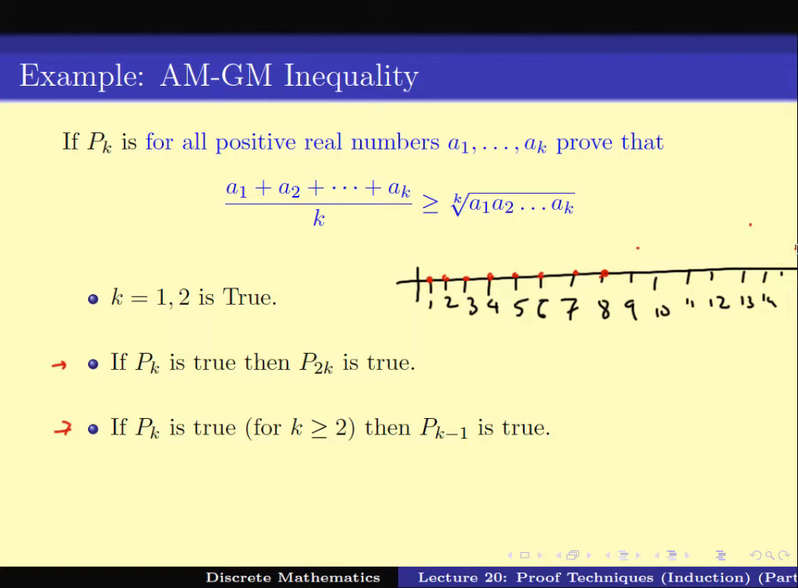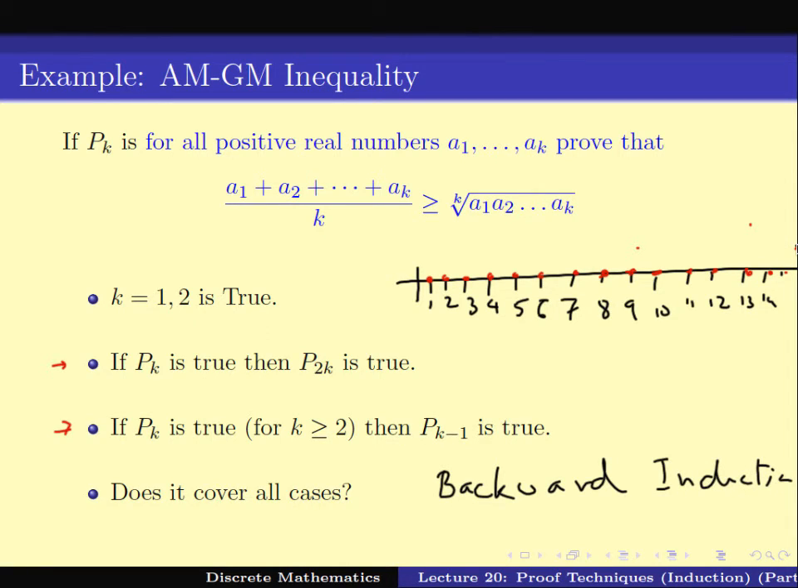And since 16 is done, therefore 15 is done, therefore 14, 13, 12, 11, 10, 9 and so on. So in other words, this will help us to cover all the cases. It's not the most obvious way of covering all the cases. You first cover all the powers of 2 and then you go backward. This is sometimes known as backward induction because we are not going from k to k plus 1 necessarily, but we are going from k to 2k and so on, and then going from k to k minus 1. This version works perfectly fine because we are able to cover all the cases.